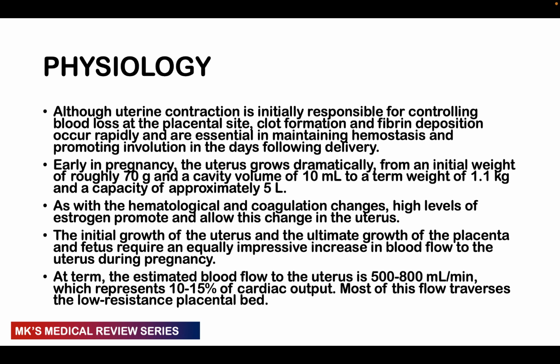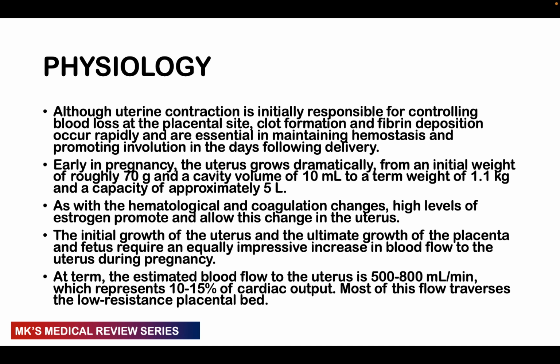So this initial growth in the uterus and the ultimate growth of the placenta and the fetus actually requires an increase in the blood flow to the uterus during pregnancy, such that at term, the blood flow to the uterus is roughly 500 to 800 mils per minute. This is very important because they do ask you this on your MCQ questions. This represents a cardiac output of about 10 to 15%.